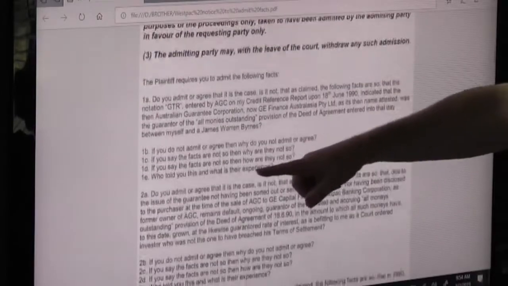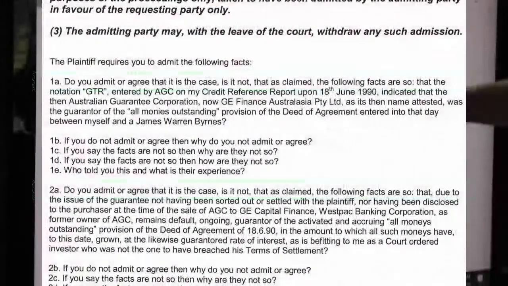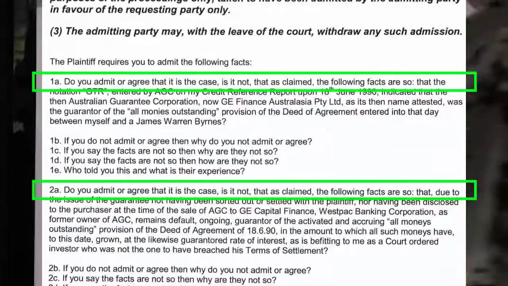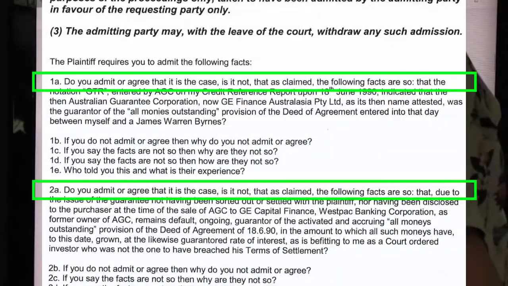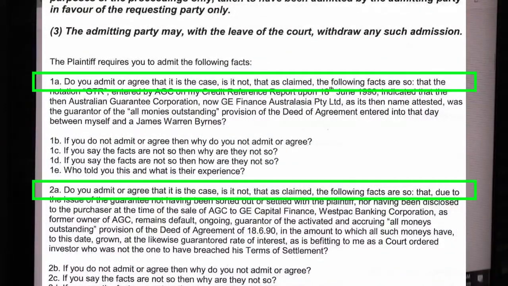What was the question again? Do you admit or agree? Here it is. Do you admit or agree that it is the case, is it not, that as claimed the following facts are so? Blah, blah, blah.